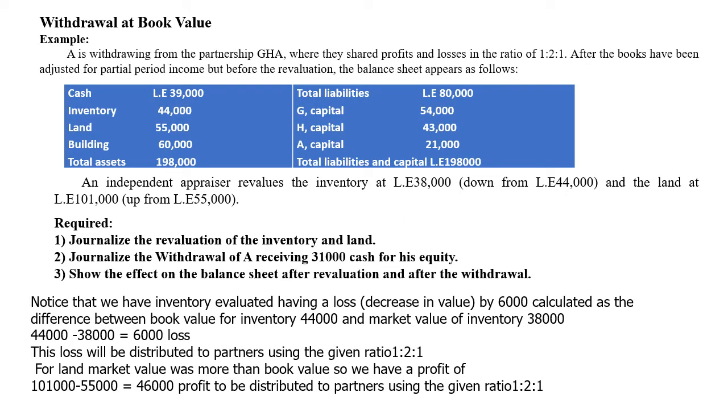The first case about withdrawal is withdrawal at book value. The partner will be leaving the business and will be getting from the assets a part equivalent to his capital, so we call it withdrawal at book value.